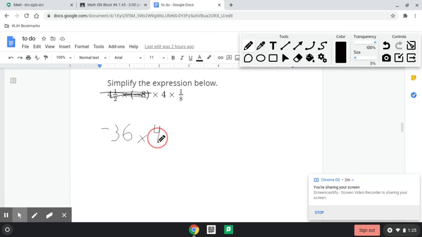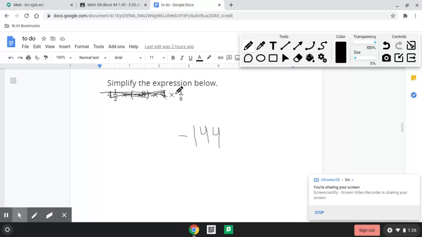-36 times 4, and again, you might have to write it out. That's okay if you have to do that, but I just know off the top of my head that that's going to be -144. And then we can erase all of this, and we've simplified that part. So we scribble that out.